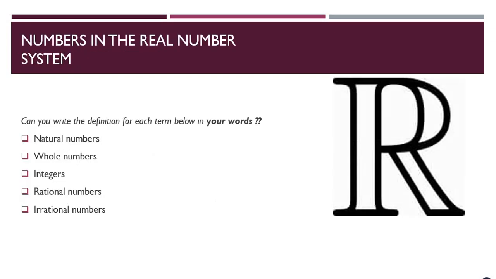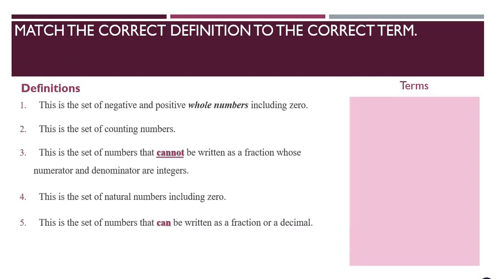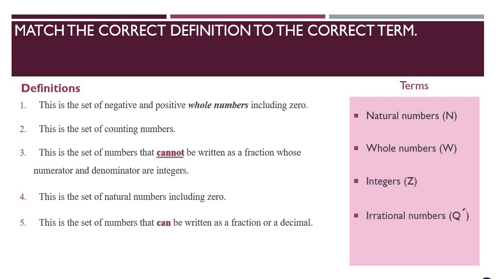I want you to look at these types of numbers that are found in the real number system. Natural numbers, whole numbers, integers, rational numbers, and irrational numbers. And see if you can actually write the definitions of these numbers. You may pause the video and then check or compare your definition. Now let's look at the terms that we have. Natural numbers, whole numbers, integers, irrational numbers, and rational numbers.